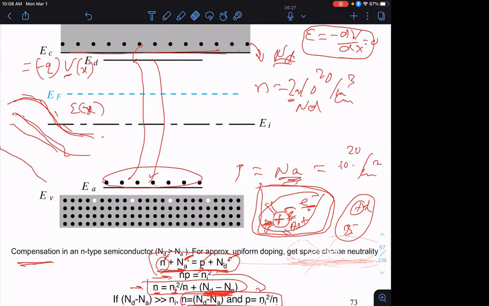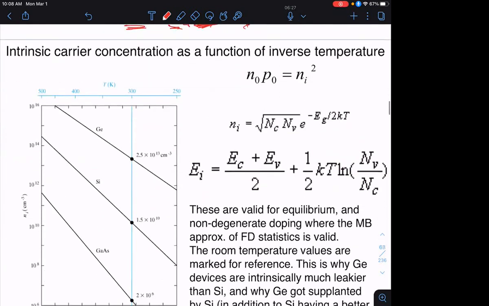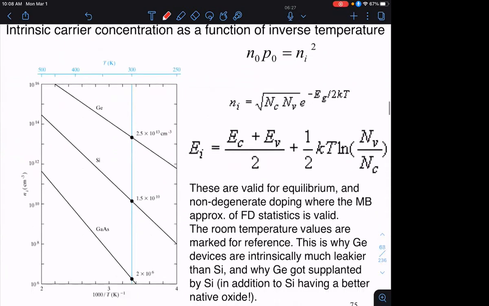But later on, we'll modify the picture and we'll see what happens when things vary in terms of doping as a function of position, or electrostatic potential varies as a function of position in a p-n junction, for instance.